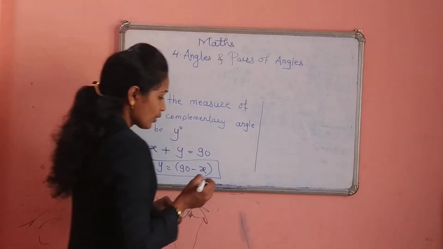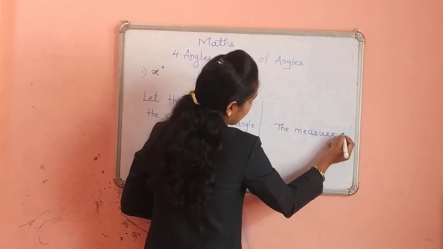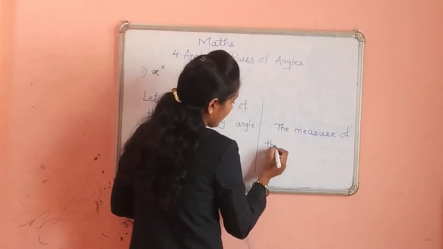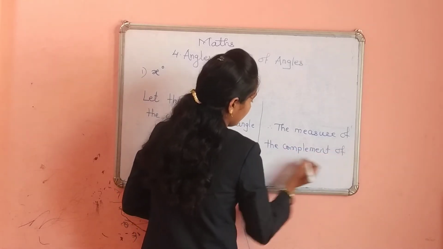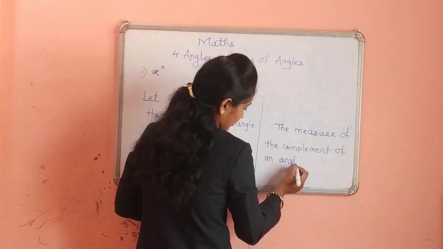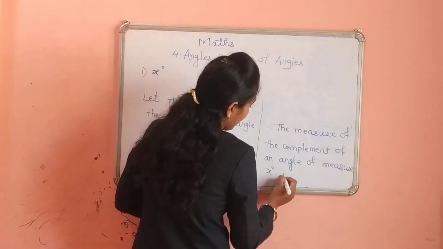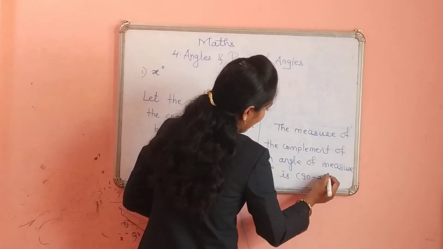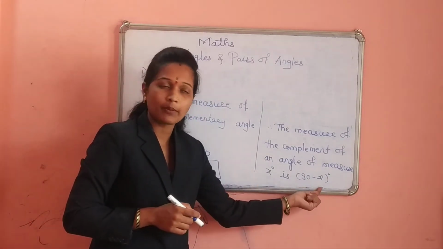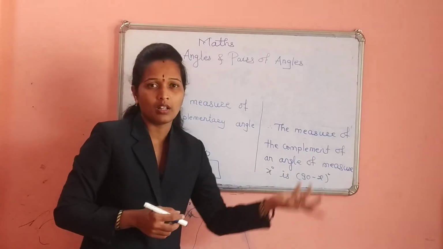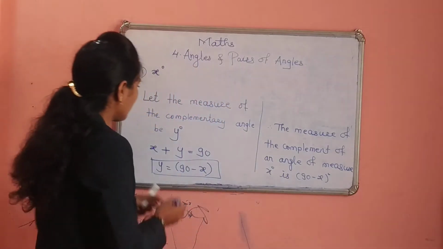This is your answer. So therefore the measure of the complement of an angle of measure x degree is 90 minus x degree. Okay, 90 minus x, it means whenever we subtract x from 90. So we know the measurement of complementary angle. So remaining angles are there. You have to solve those angles yourself.